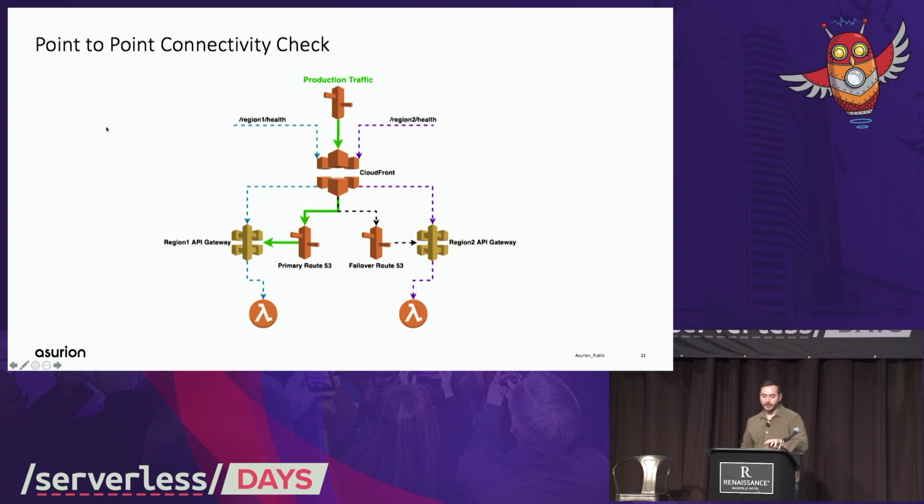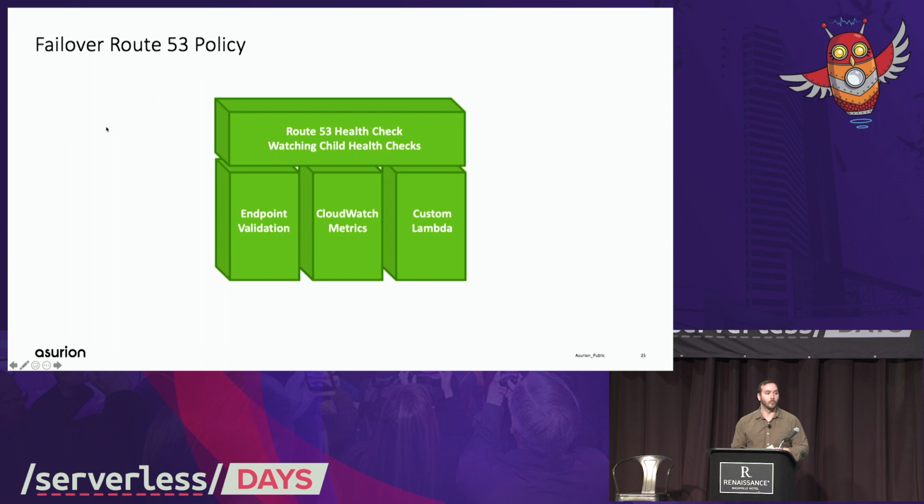And then you'll see our production traffic shown here in green. And we use Route 53 to resolve to CloudFront. And then from CloudFront, we resolve using a primary Route 53 record to our Region 1 API Gateway. Now, if we detect an issue in Region 1 health, we'll automatically fail over using a failover routing policy and another Route 53 to automatically resolve to Region 2. Now, I'll show you exactly how that works.